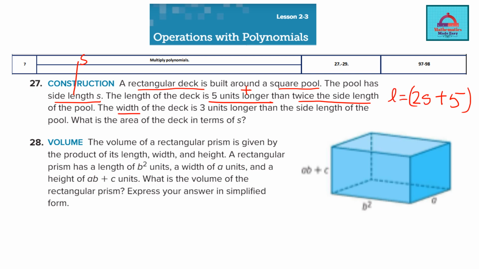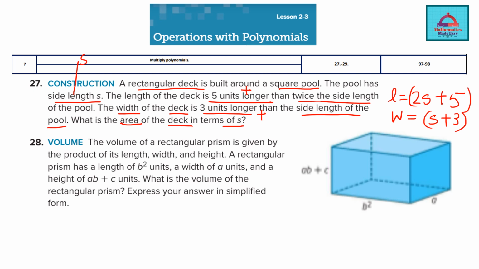The width of the deck is 3 units longer than the side length of the pool. So I add 3 to the side length of the pool, that is S. So we have got the length, we've got the width. What is the area of the deck in terms of S? That's what you need to find. You know area is length multiplied by width, so we are going to multiply them together. And then we also have the area of the square pool, which is S squared. So we are going to use that for getting our answer.